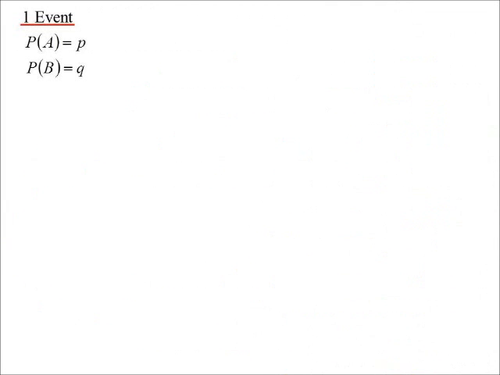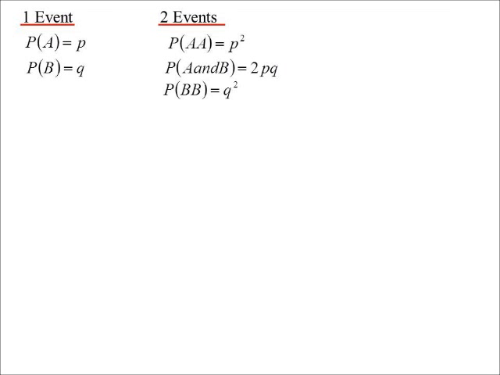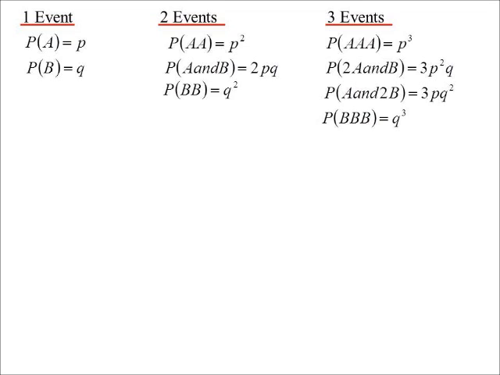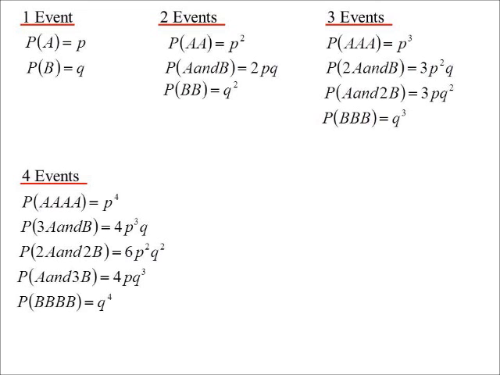If it's one event, that's nice and easy. Probability of A is P, probability of B is Q. Two events, probability of A, P squared. Probability of an A and a B, so I don't care about the order, then it would be 2PQ and then Q squared. So 3 events. We start with P cubed. Again, not worried about the order. If there's just 2 A's and a B happening, I get 3P squared Q, A and 2B, 3PQ squared, and so on. And in our 4 events, if we were to list those, once again, we see 1, 4, 6, 4, 1, what we saw with our binomial coefficients.